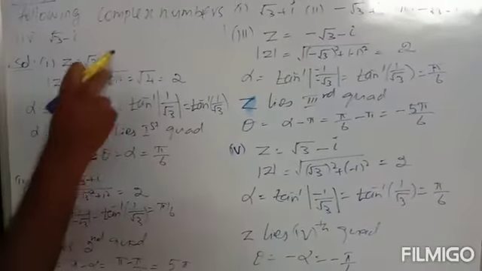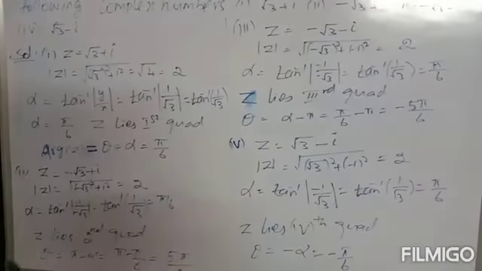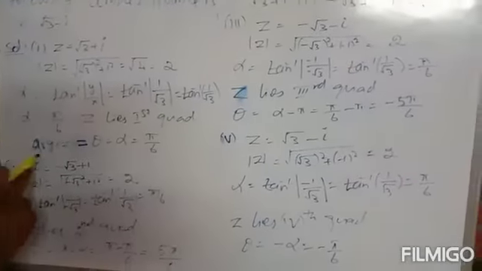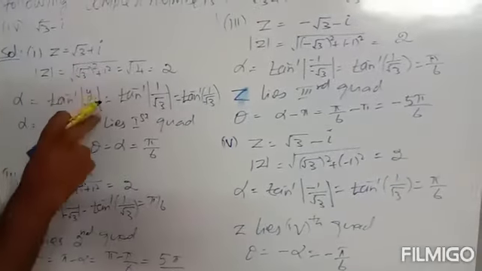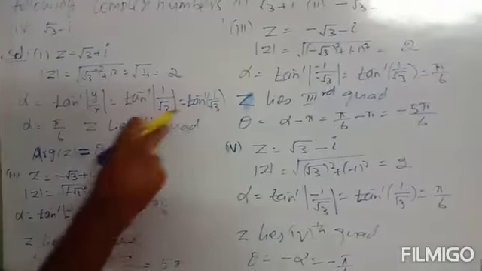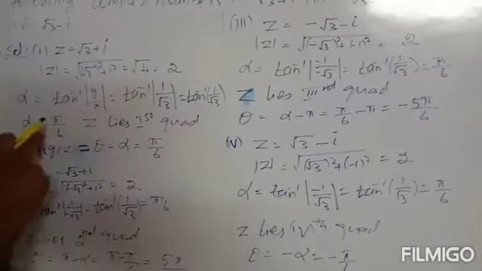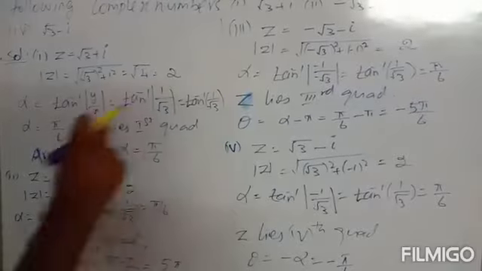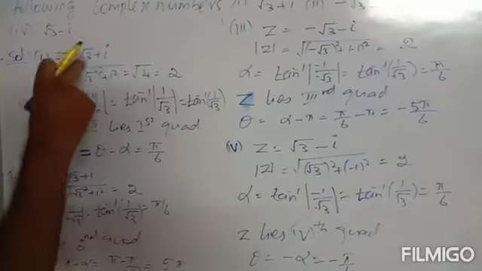Next is 3 into (cos 2 pi by 3 plus i sin 2 pi by 3). 3 means we go to 3 units: 1, 2, 3. Cos 2 pi by 3 is 120 degrees, like this. That is the point.